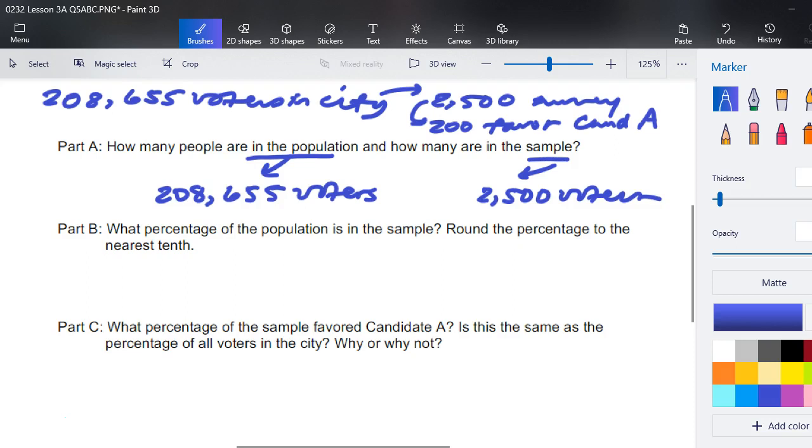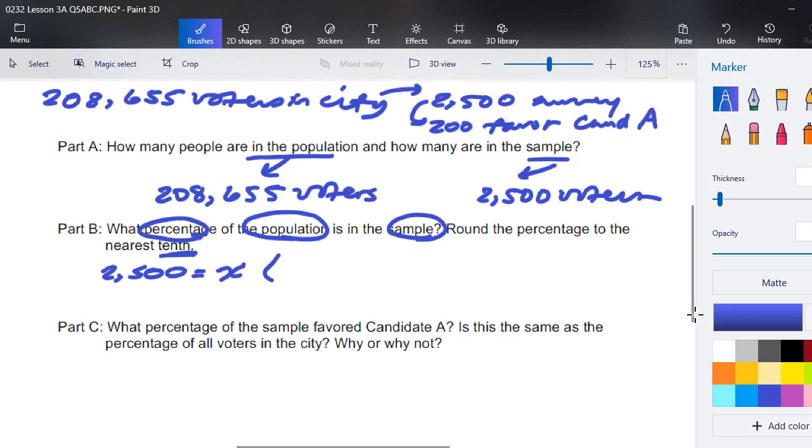Part B, what percentage of the whole population is in the sample? Round the percentage to the nearest tenth. Got to follow those directions all the way through. So our sample is a part. We don't know the percentage, but we do know the entire population.